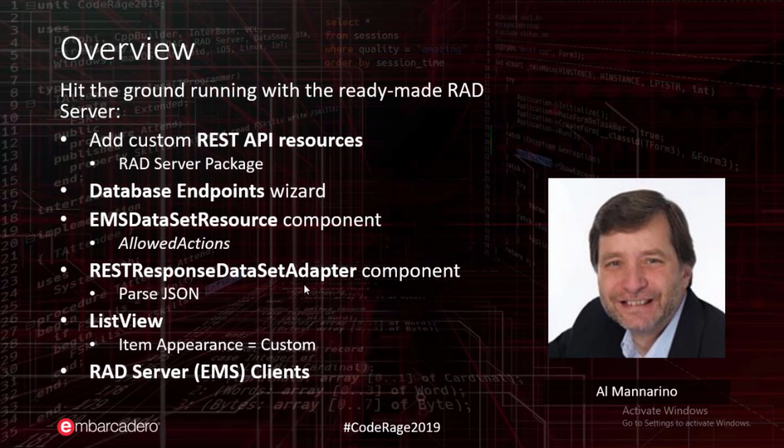We'll see how to use the REST resource dataset adapter component to parse the returned JSON data, and we'll see how to nicely display the data on a list view component using the item appearance equals custom option that will allow us to toggle between design and edit modes to customize the list view on a multi-device or VCL client application. And lastly, we'll see how to create VCL and/or multi-device RAD Server EMS client applications to connect to the RAD Server and call RAD Server endpoints.